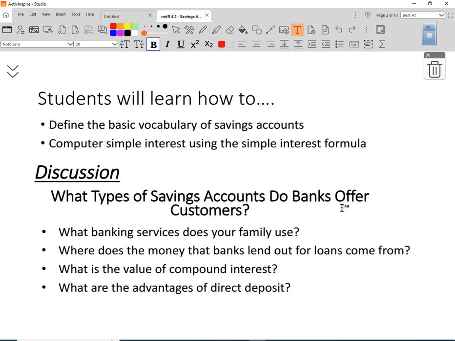What type of savings accounts do banks offer? Think about some questions, maybe talk to your parents. What kind of banking services does your family use? Where does the money that banks lend out for loans come from? What is the value of compound interest, and what are the advantages of direct deposit? So those are some things we'll be thinking about and talking about throughout this Unit 4.